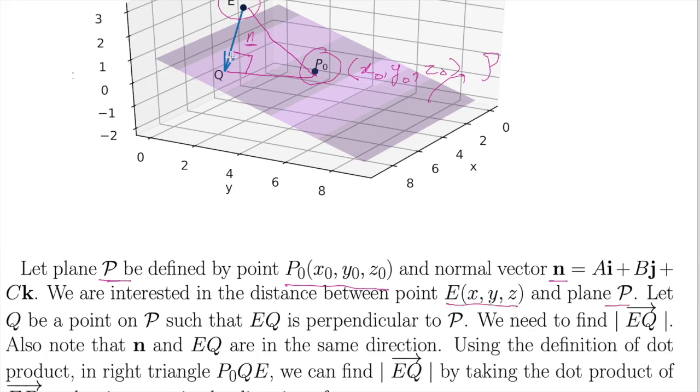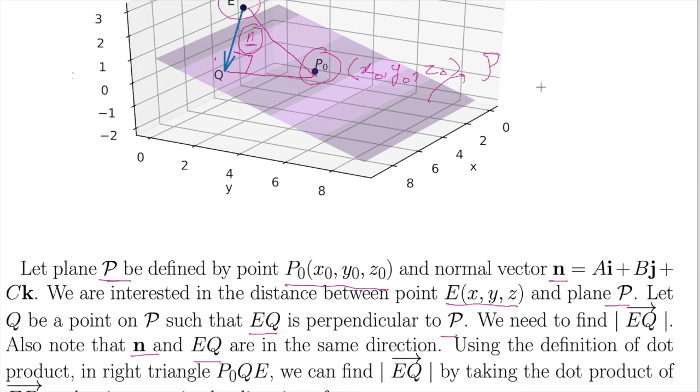Now let Q be the point on P such that EQ is perpendicular to P. You can also appreciate that EQ has the same direction as n, because n is also perpendicular to P. Now we want to find the length of this EQ, because this is the distance of E to the plane. Then n and EQ are in the same direction, and using the dot product, this is a right angle triangle.